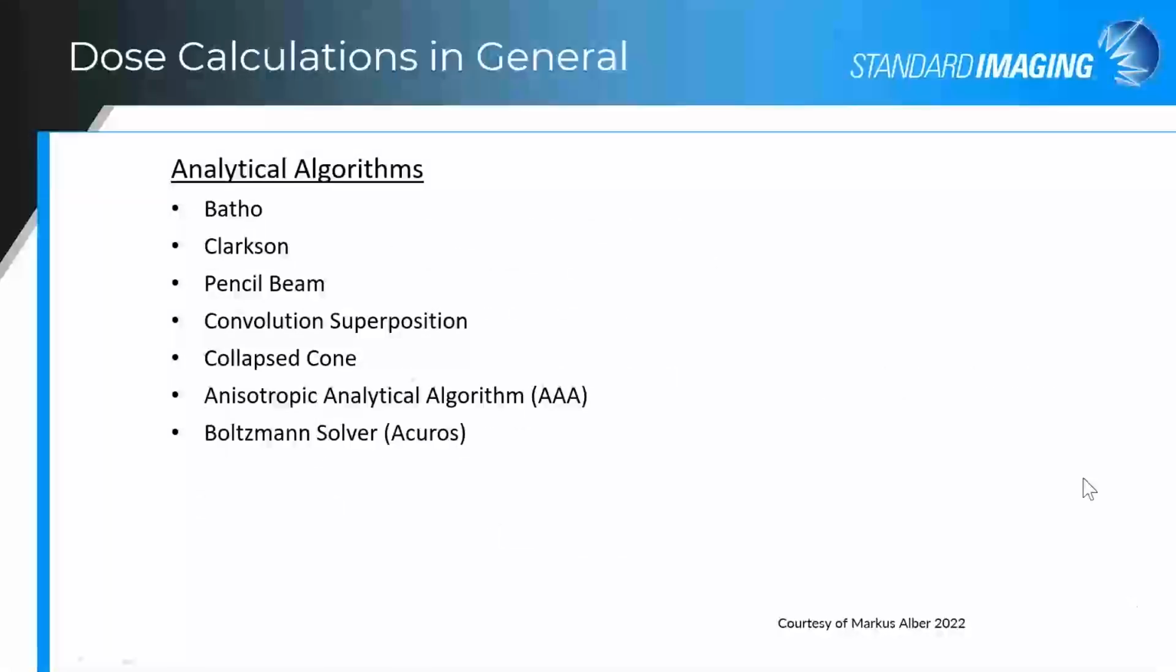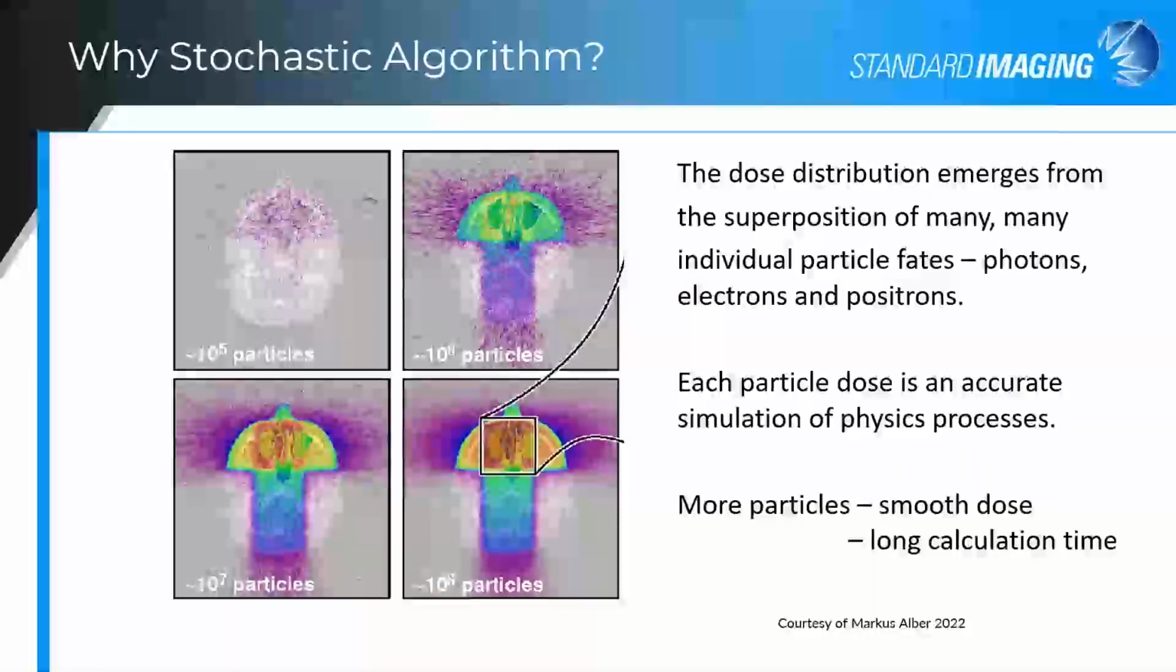So dose calculations in general fall into two categories: the more traditional analytical algorithms, and then as well stochastic algorithms. And the only one currently in use in treatment planning systems is the Monte Carlo. So why a stochastic algorithm? And what does that imply?